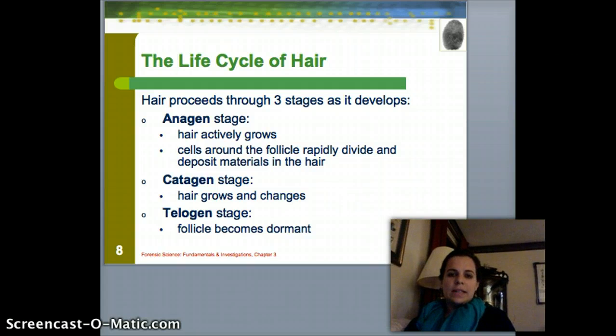Then the second stage is the catagen stage, where the hair grows and changes, but it's not growing quite as rapidly. And then finally the telogen stage, where the follicle becomes dormant, and then the hair dies and oftentimes will fall out.